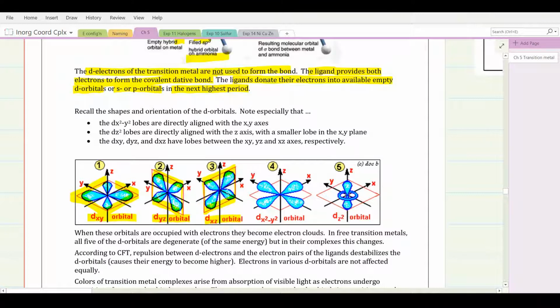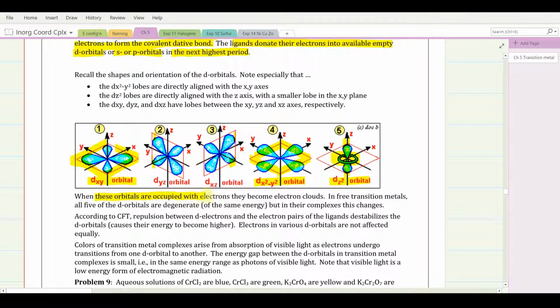Now look at the dx squared minus y squared orbital. Compare it to the dxy orbital. Notice that it also has electron density in the xy plane, but in this case the electron density is right immediately superimposed on the x and y axes. And finally we have the dz squared orbital, which has most of its electron density right along the z axis with a small ring of electron density in the xy plane. So when these orbitals have electrons in them, they become electron clouds.